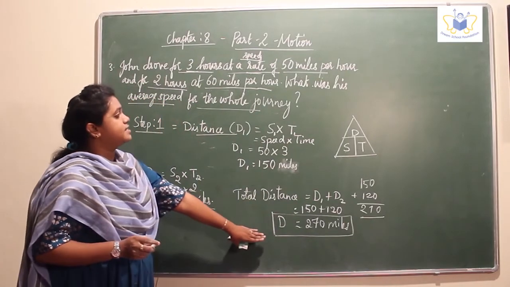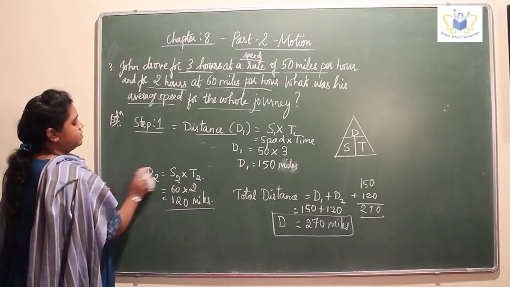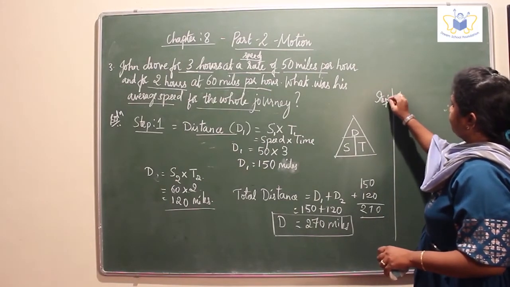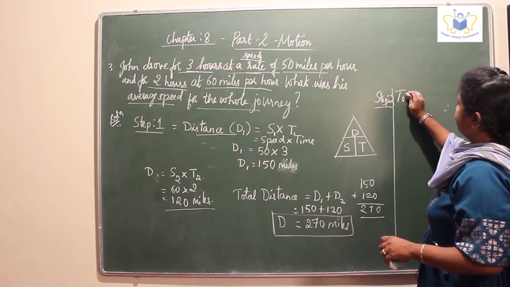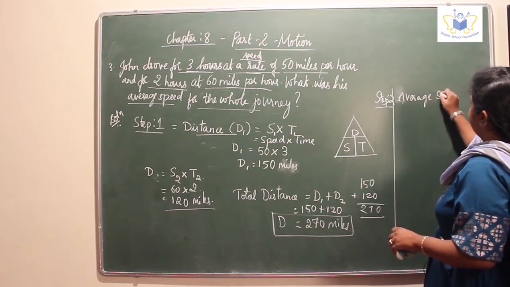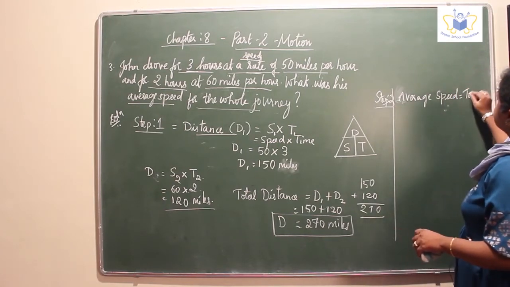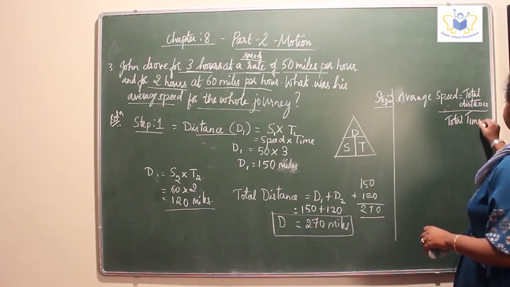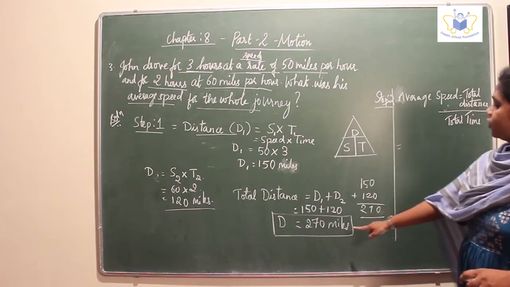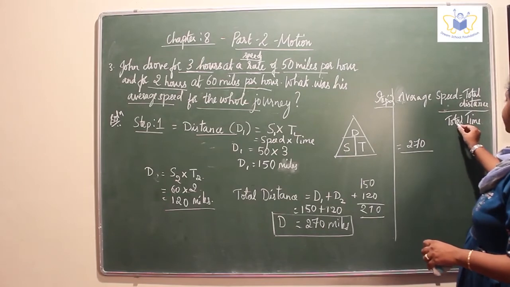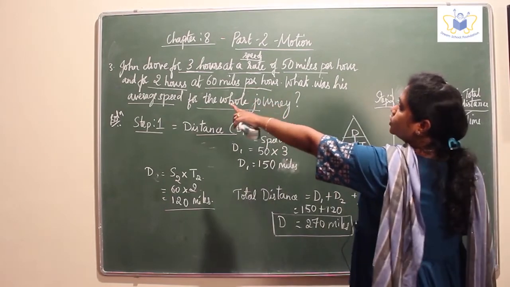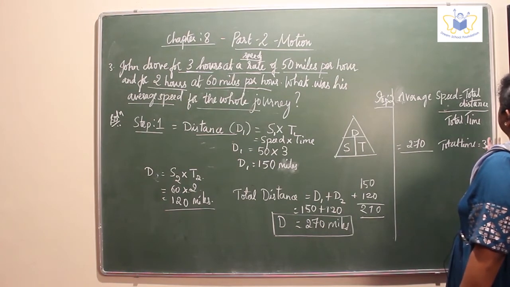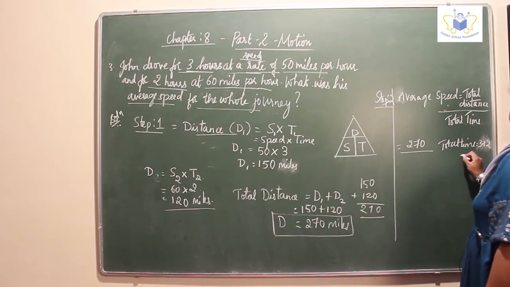Now we have got the distance. Now let's calculate. In step 2, let's calculate the average speed. Average speed is given as total distance divided by total time. Total distance we have got as 270 miles, divided by total time. Total time we know is 3 plus 2 hours. So I will write here total time taken was 3 plus 2, which is equal to 5 hours.